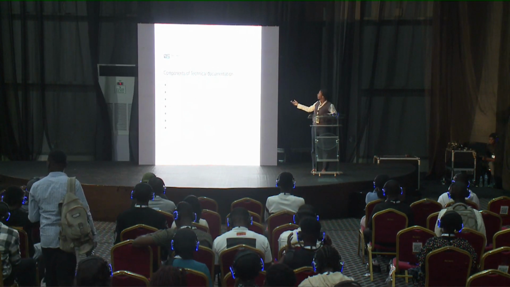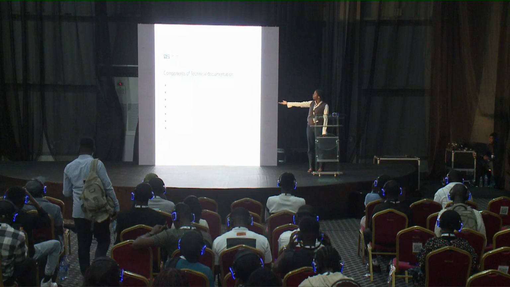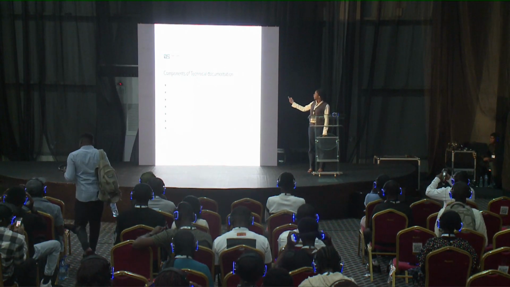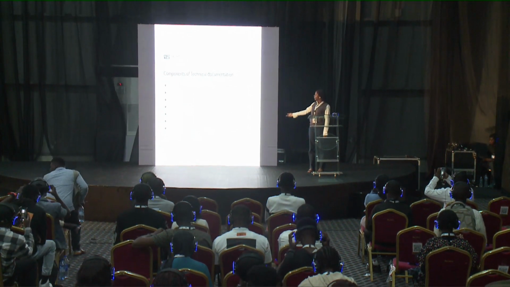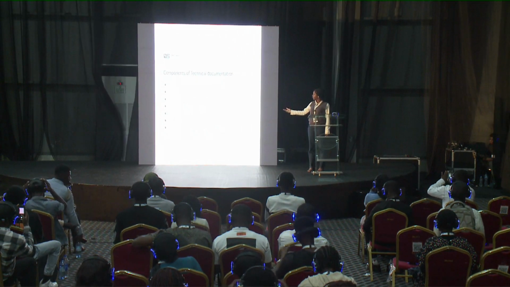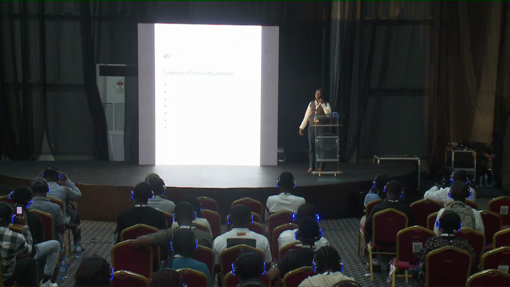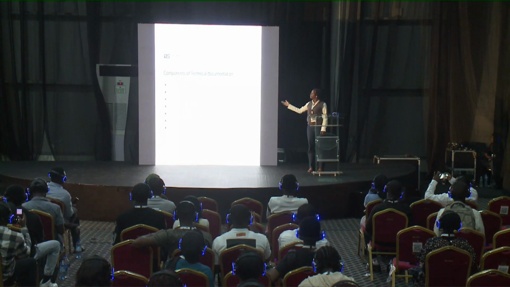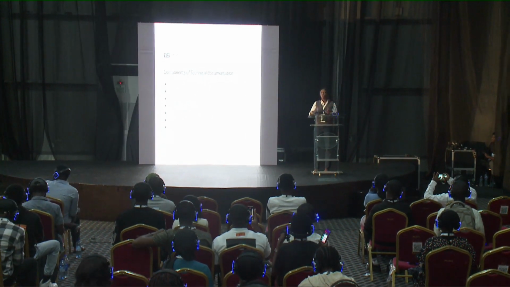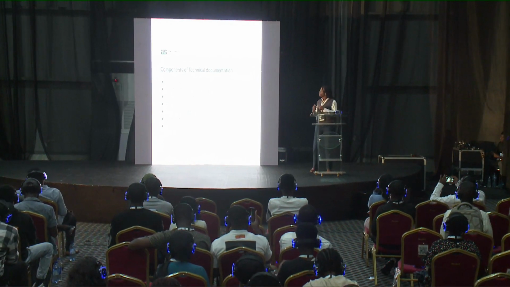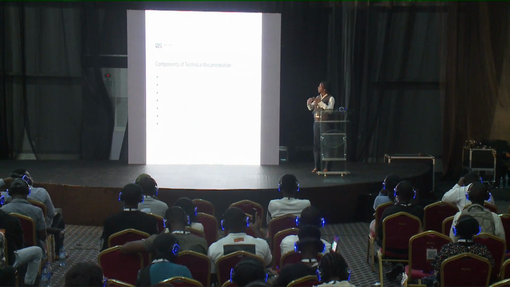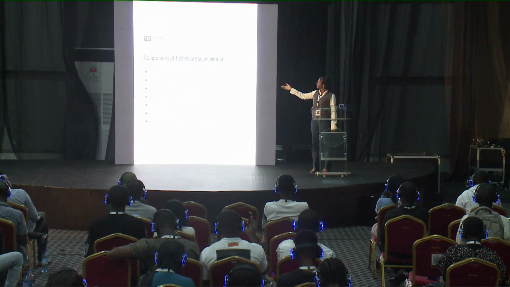So the components of technical documentation are: system overview, architecture design, installation and configuration, API documentation, code documentation, user guides, change log, and version history. System overview is a high-level explanation of your product or your service, what your product does, and how to install it. So that's the system overview.